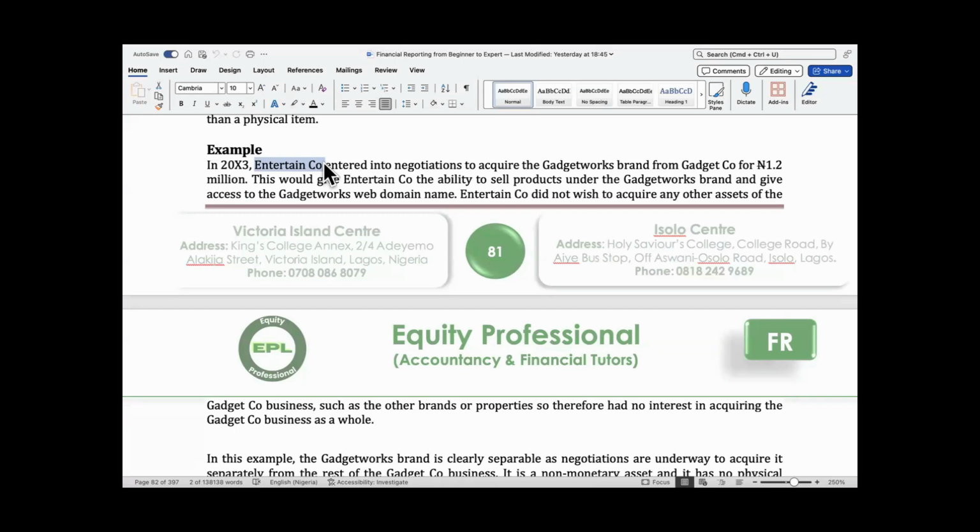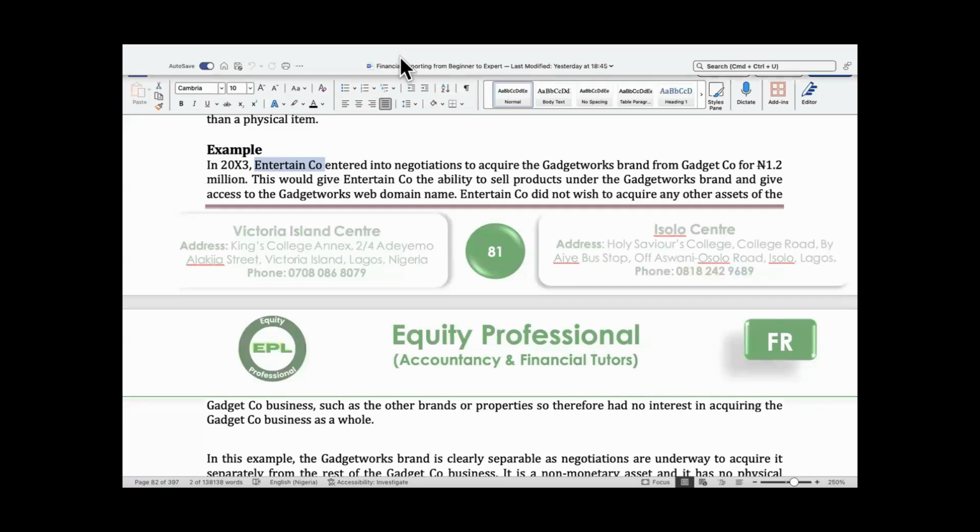And of course, this brand or franchise that it has bought is without physical substance. So it meets the definition of an intangible asset. So Entertain Co will recognize it in its books as an intangible asset. Of course, before you can recognize any asset, it's not just about meeting the definition. There are recognition criteria. And that's the next thing we need to look at, very importantly.